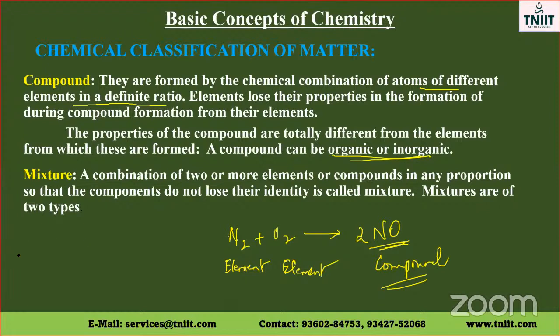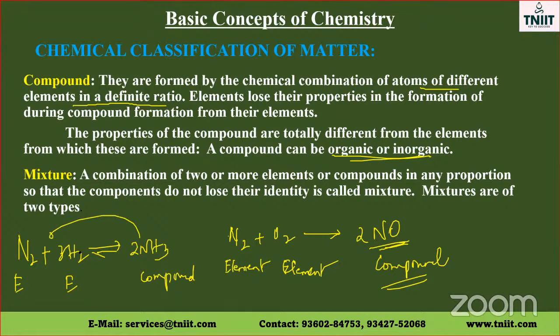Now, one more example, nitrogen and hydrogen react to give ammonia. Nitrogen is an element, hydrogen is an element, ammonia is a compound. So ammonia will have different properties compared to nitrogen and hydrogen.